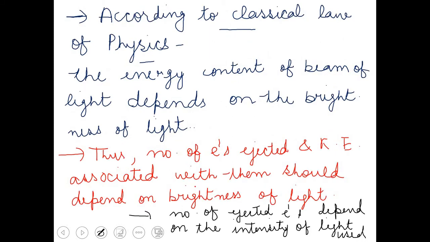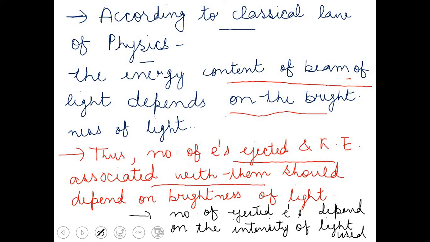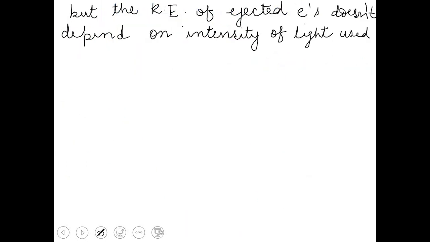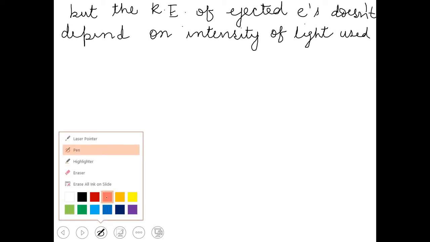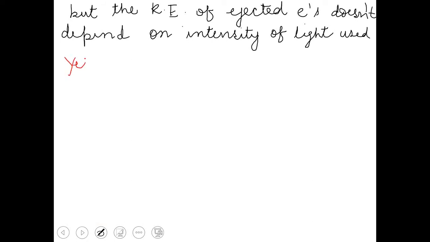According to classical law of physics, the energy content of a beam of light depends on the brightness of light. So what does it mean? If this point is correct, then the number of ejected electrons and the kinetic energy associated with them should depend on brightness of light. But we know it doesn't happen. The number of ejected electrons depends on the intensity of light used, but the kinetic energy of ejected electrons doesn't. I just want to show one example here. For example, yellow light. We are talking about the yellow light.